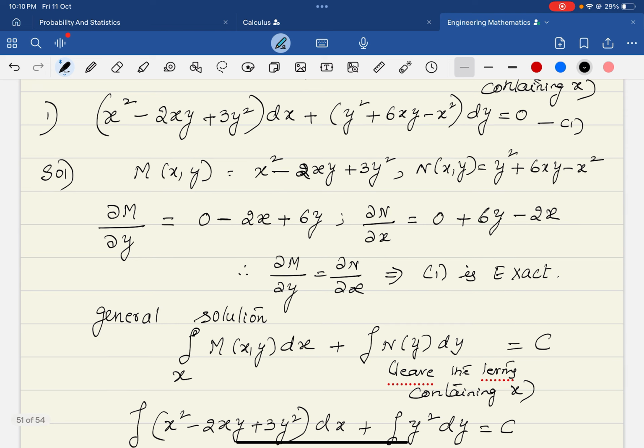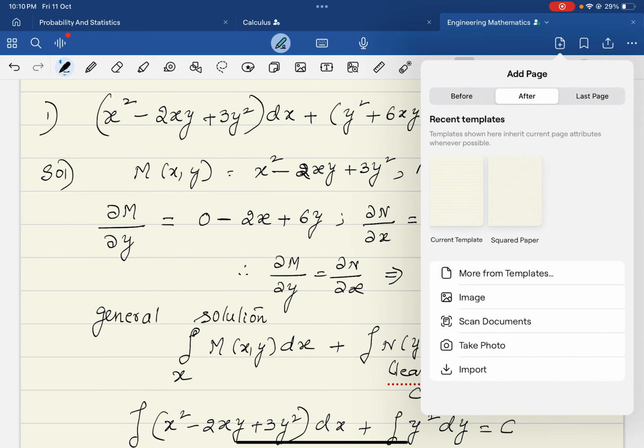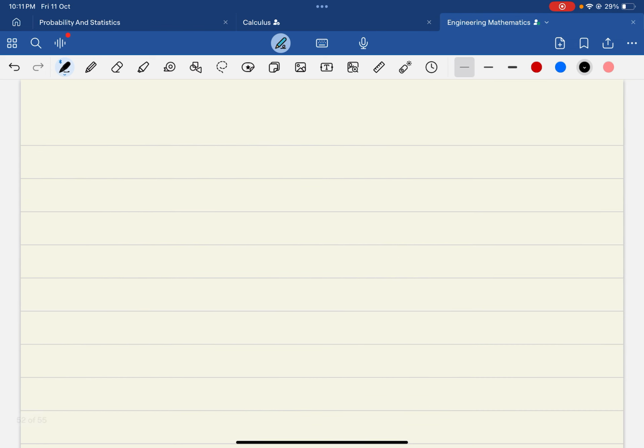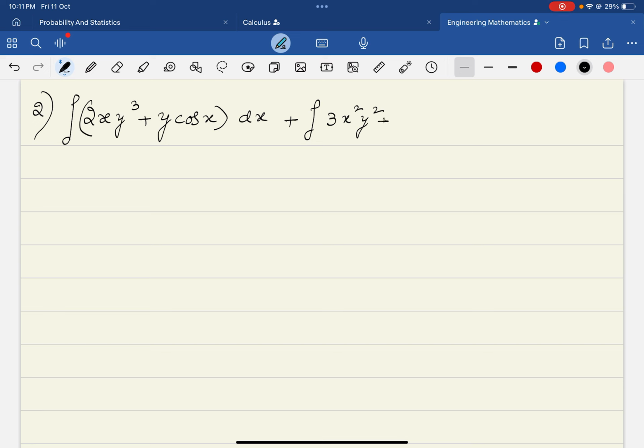Okay. Now let us go to the next problem. Now this is (2xy cube plus y cosine x) dx plus (3x square y square plus sin x) dy is equal to 0. This is the equation.